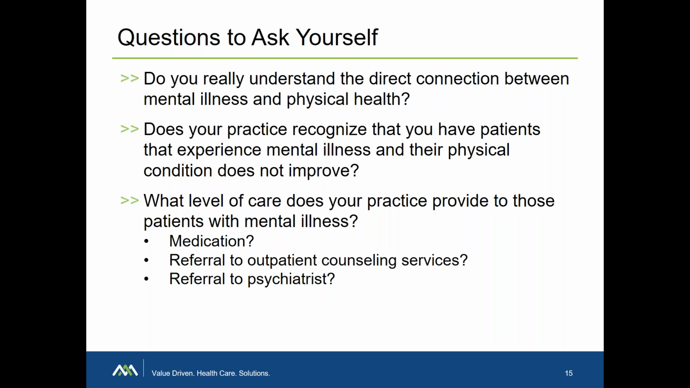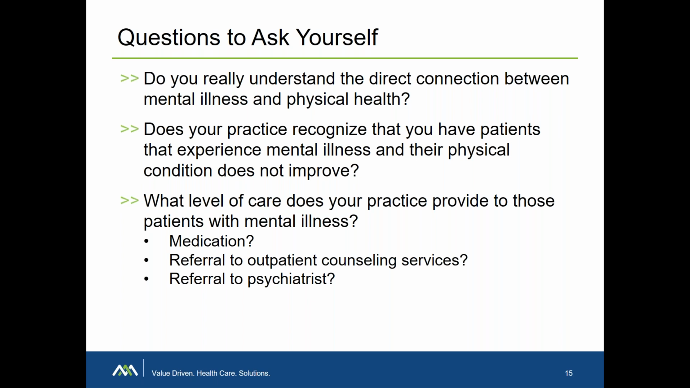So what questions should we ask ourselves? First of all, do we really understand the direct connection between mental illness and physical health? From the data and the graphics that I provided earlier, I hope we can draw a straight line connection between mental illness and the impact on physical health, and conversely, the impact of physical health on a patient's mental condition. So do we really understand that finite representation between the two?